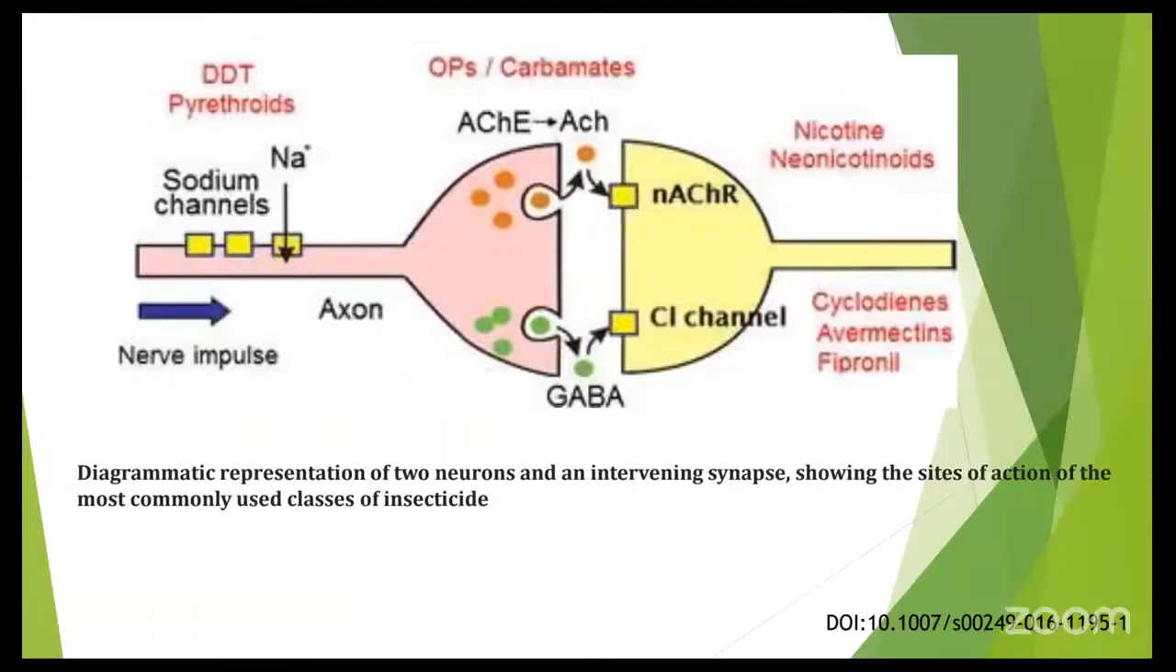And this is the general diagrammatic representation of two neurons and an intervening synapse showing the sites of action of the most commonly used classes of insecticides. We know that the majority of insecticides are neurotoxic and target the nervous system. Here you see DDT and pyrethroids affecting the sodium channels, organophosphates and carbamates acting on acetylcholinesterase, and nicotine and neonicotinoids acting on nicotinic acetylcholine receptors. Cyclodienes, ivermectins, and piperonyls act on the chloride channels. So the majority of insecticides target these receptors and then show their toxicity potential.